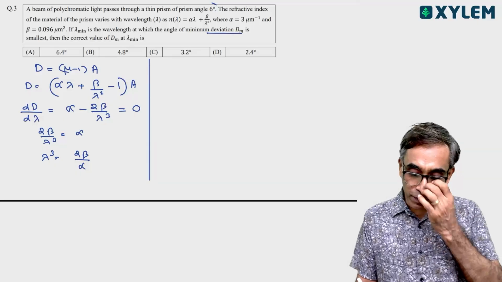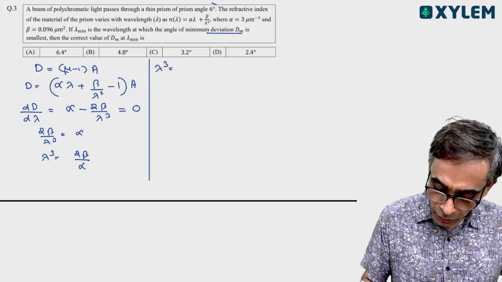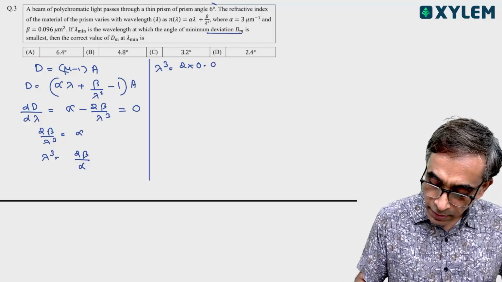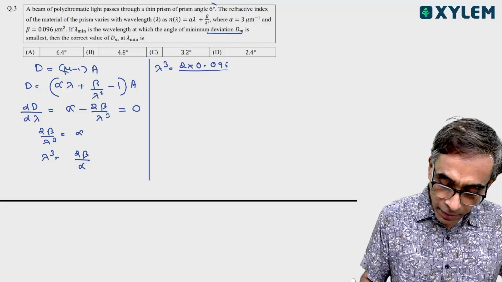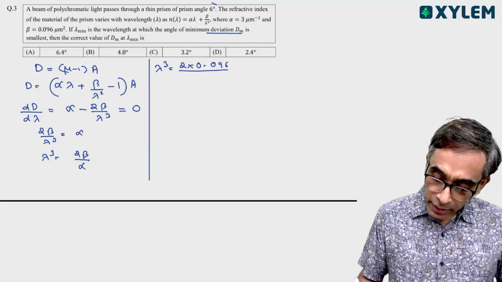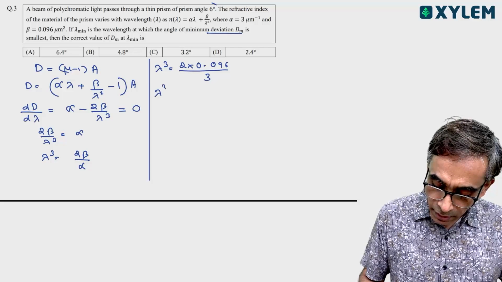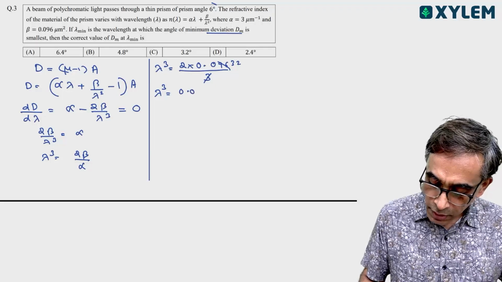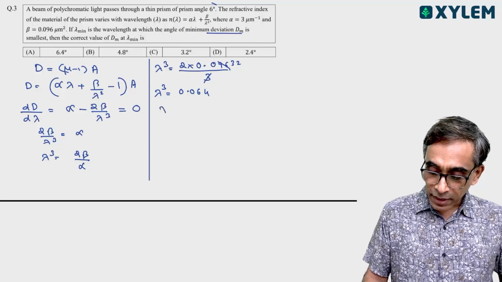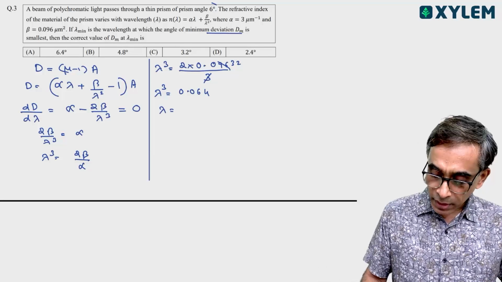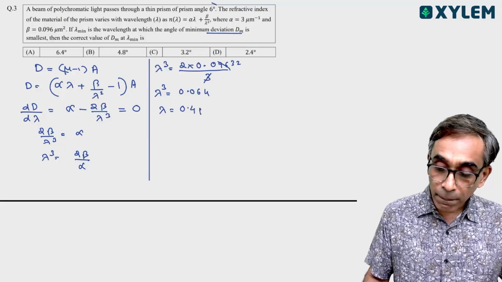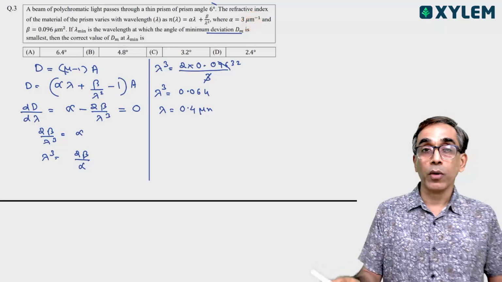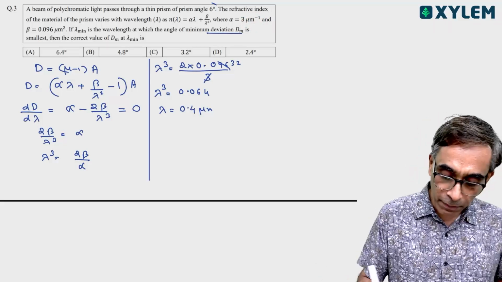Now we have the values of beta and alpha. So lambda cube equal to 2 into beta, which is 0.096, divided by alpha, which is 3. Lambda cube equal to 0.192 divided by 3, which is 0.064. Take the cube root of 64, which is 4. This will give you 0.4 micrometer, because the values of both beta and alpha are in micrometer ranges. So this is the wavelength, in micrometer.